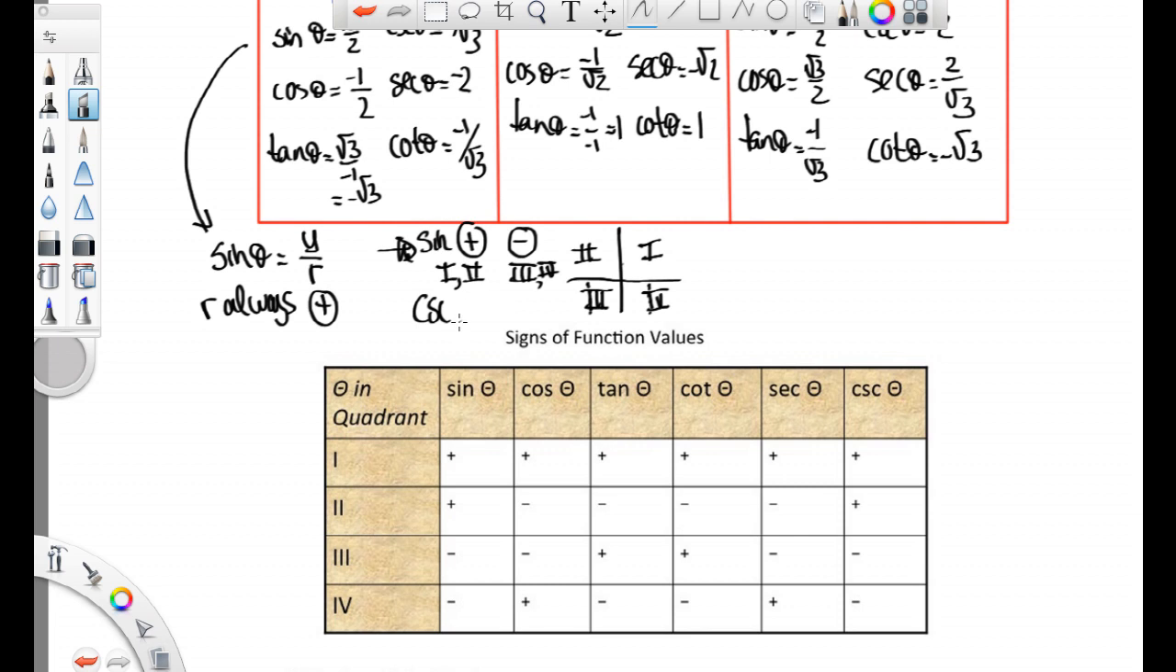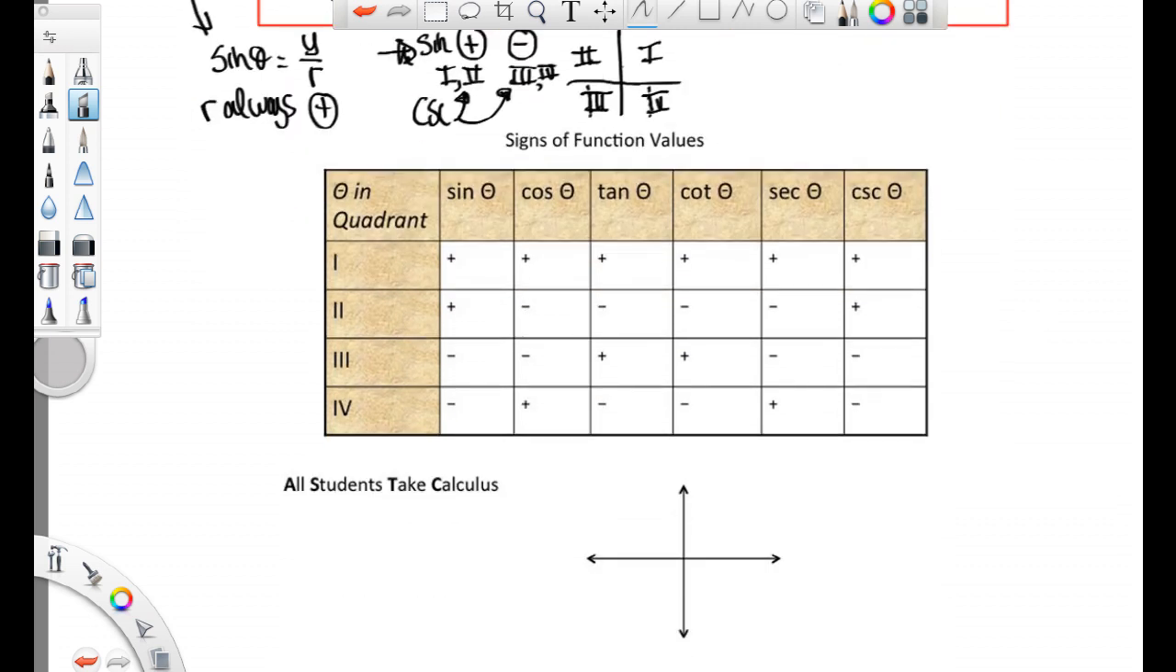Well, if you flip a positive number, it's still positive. So the cosecant is positive here, and it's negative there. Okay? So how can you start memorizing that? Well, there's a little mnemonic there, and that says that all students take calculus, which is not necessarily true, but we're going to use that.